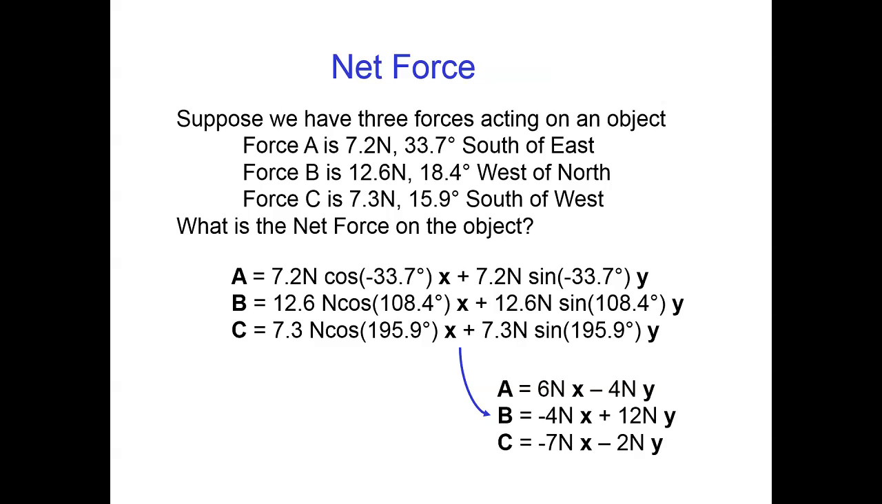We have a force A that is 7.2 newtons at 33.7 degrees south of east. Force B is 12.6 newtons, and it's 18.4 degrees west of north, and force C is 7.3 newtons, and it is 15.9 degrees south of west. So we want to know what is the net force on the object.